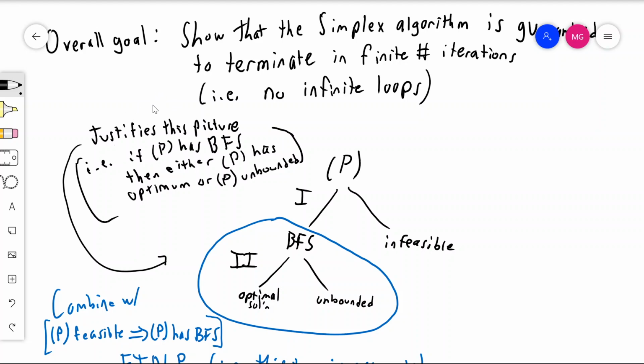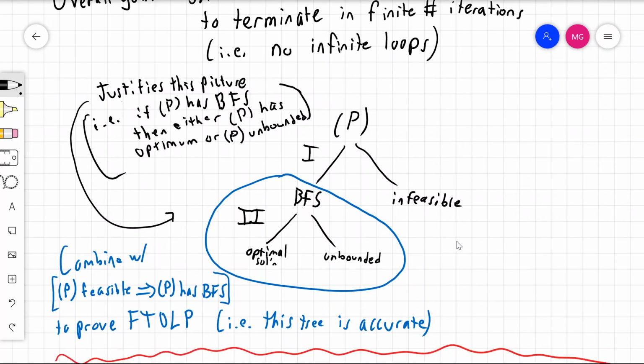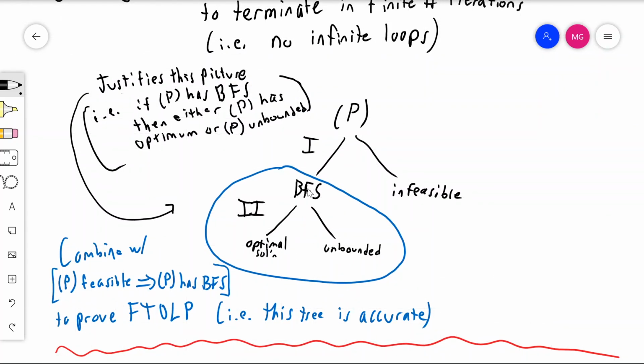Once we've proven this fact, we'll have justified the picture we have here, specifically the bottom half, this blue circled part, because if you start with a basic feasible solution and you must terminate the algorithm, there are only two cases that you could terminate into. Either you terminated and found that you had an optimal solution, or you terminated and found that your linear program was unbounded. There were no other options for the algorithm to terminate. And once we've shown that the algorithm must terminate, then these are the only two options available.